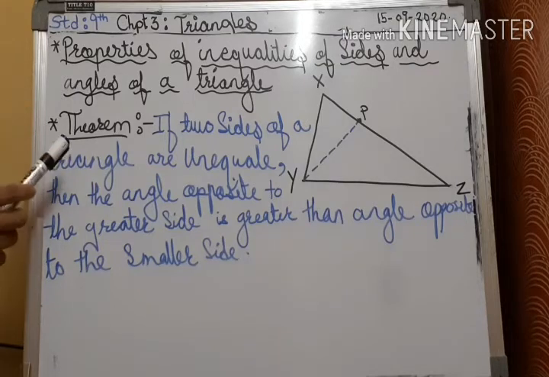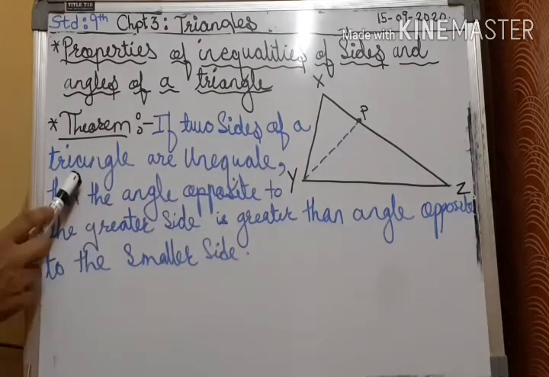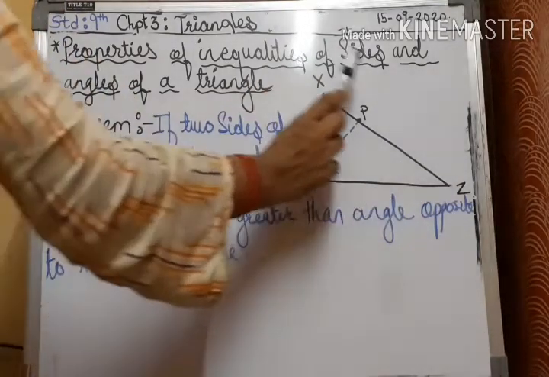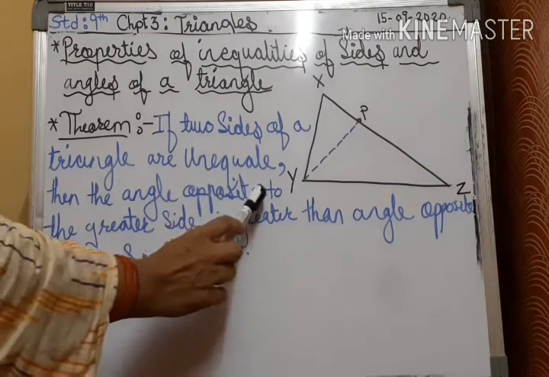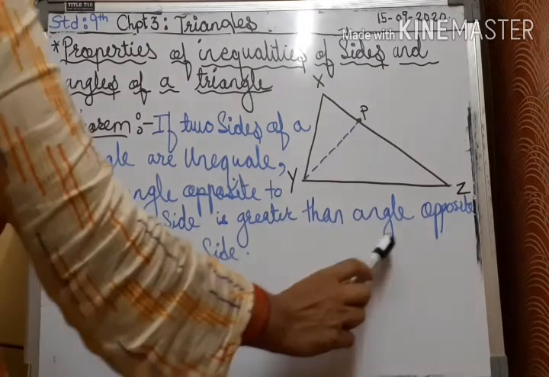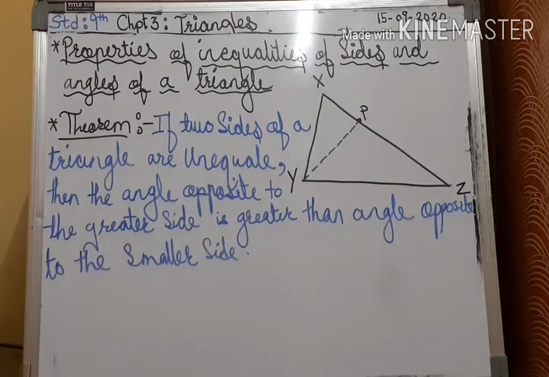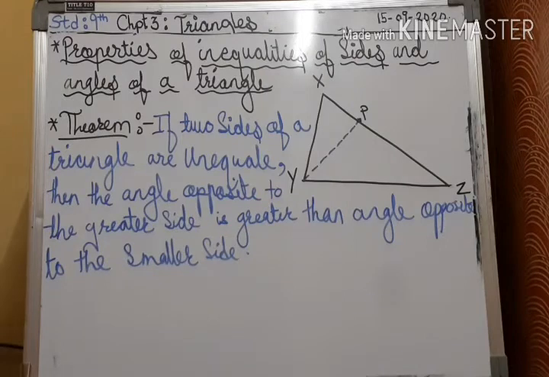The statement of the theorem is this: if two sides of a triangle are unequal, if you observe the triangle, all the sides are unequal, then the angle opposite to the greater side is greater than the angle opposite to the smaller side. Here we want to prove that, suppose we have a triangle and two sides of the triangle are unequal, not equal to each other.